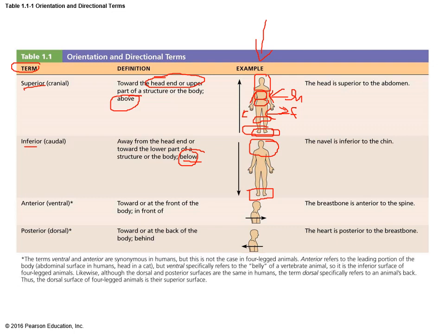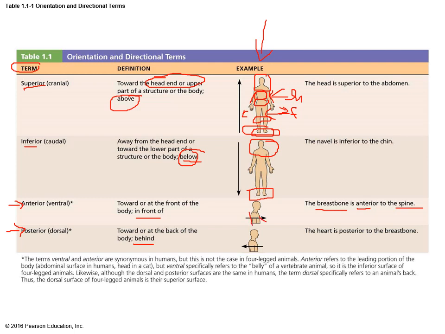Now, what if we want to do front and back? Well, then we're going to use anterior and posterior. Anterior means that it's going to be in front of, towards, or at the front of the body, whereas posterior means it is behind an item. Now, let's take a look at the example that the book is using, right? So it says the breastbone is anterior to the spine. Now, the breastbone is that bone that you feel right here on the top part of your chest. And of course, the spine is located towards the back.